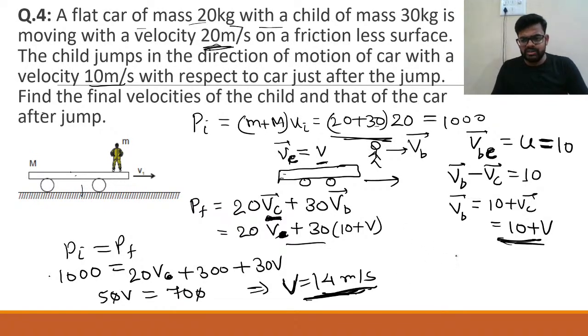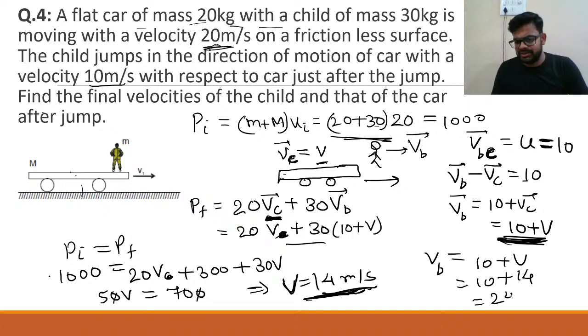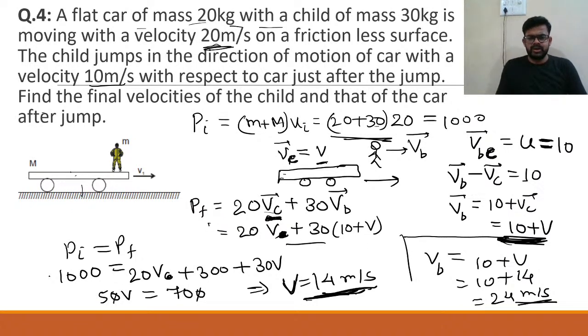If someone asks what is the velocity of the boy, the velocity of boy is this one, 10 plus V. So I am applying this. 10 plus 14, I am getting 24 meter per second. That's all. So very simple concept, right? My dear friends, I think all of you are getting it, right? Just a very simple concept. We can apply it.